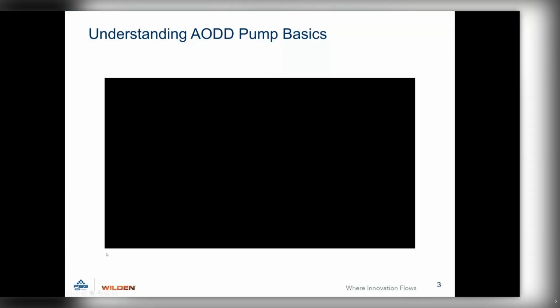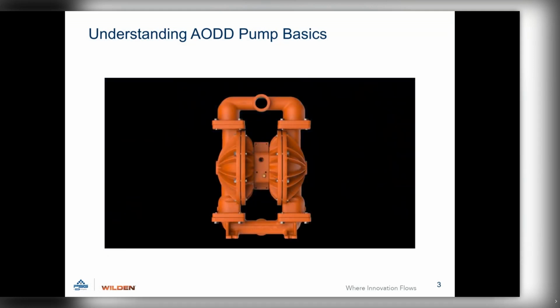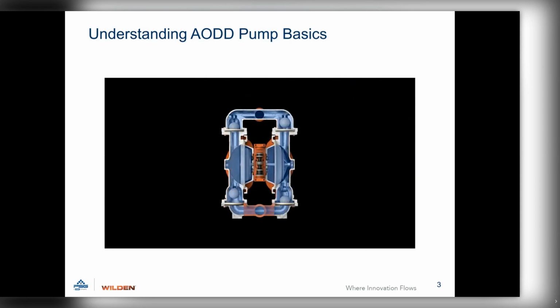So let's take a look at this video about understanding AODD pump basics. This is a Wilden air-operated double diaphragm pump. How does it work? The liquid chambers are alternately filled and emptied by fluid that is drawn through a common inlet and discharged through a single outlet. The diaphragms in each chamber are linked by a single shaft, allowing them to move in unison. The air valve directs pressurized air to the back of diaphragm A. This begins chamber B's suction stroke, which starts as diaphragm B has moved toward the center of the pump, thereby creating a vacuum in chamber B.